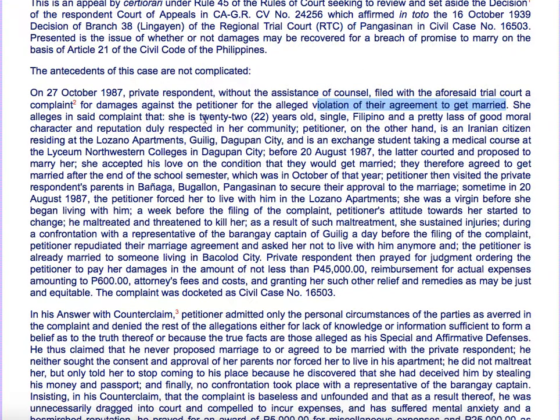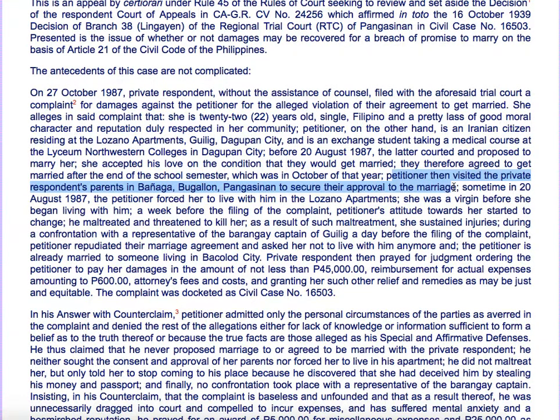Okay? But, let us know what happened in real life or IRL, di ba? Alright? So, she stated in her complaint, 22 years old, single, Filipino, pretty lass of good moral character, respected in her community. On the other hand, Iranian citizen, Lozano's apartments, Dagupan, exchange student taking a medical course. Alright? So basahin niyo lang. The latter courted and proposed to marry her. She accepted his love on the condition that they get married. Petitioner then visited the private respondent's parents in Pangasinan to secure their approval for marriage.